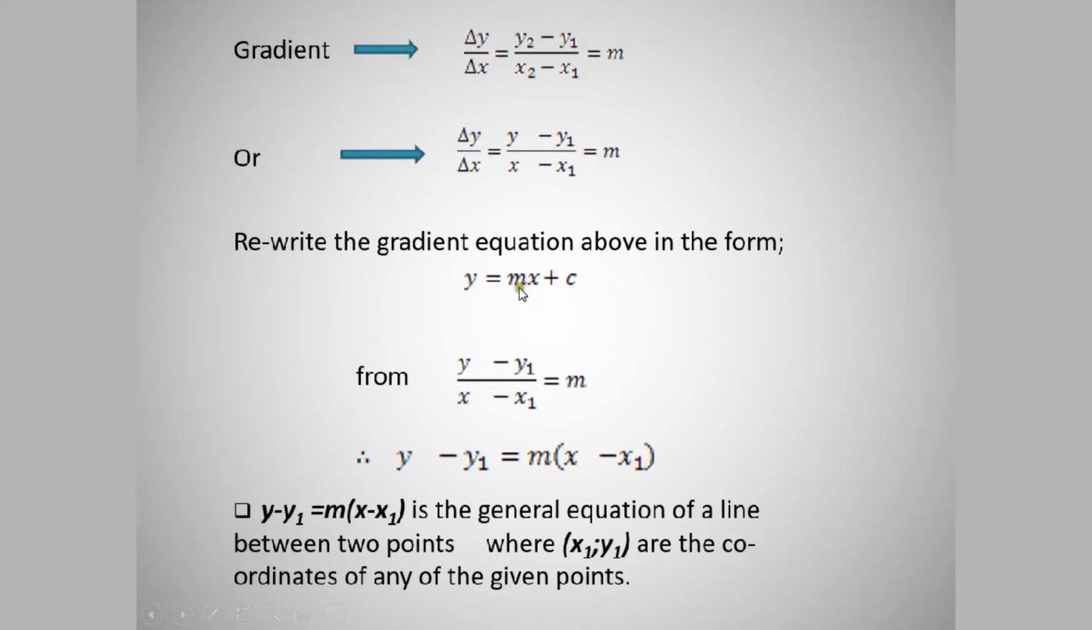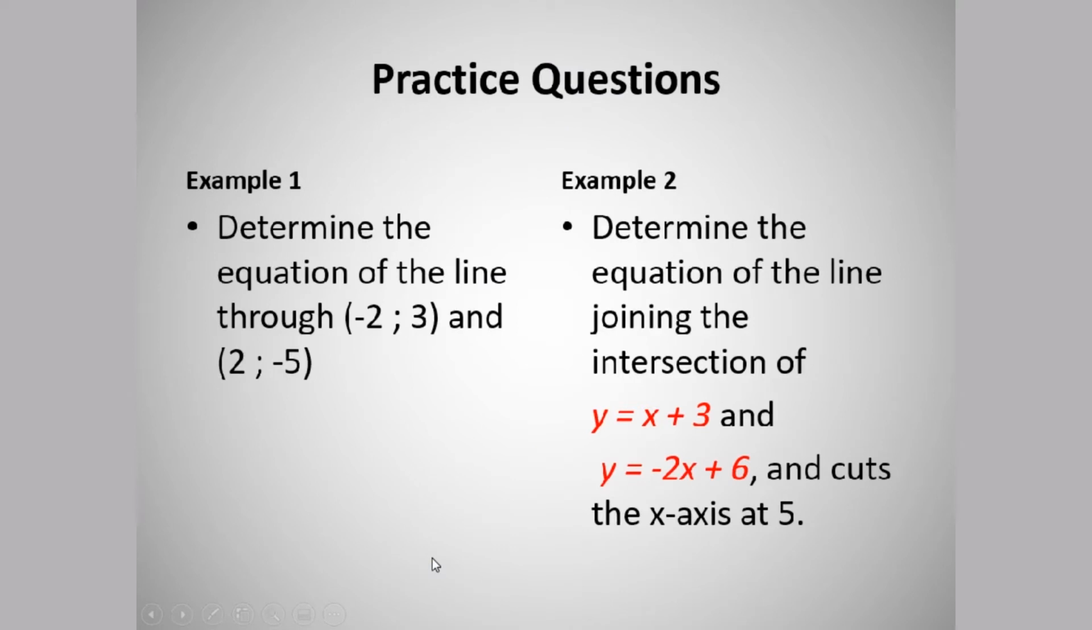So continuing from where we stopped, from this gradient equation, we then rearrange in the form y = mx + c, and it becomes y - y1 = m(x - x1). This equation here is the general equation of a line between 2 points, where x1 and y1 are the coordinates of any of the given points that you have on the straight line.